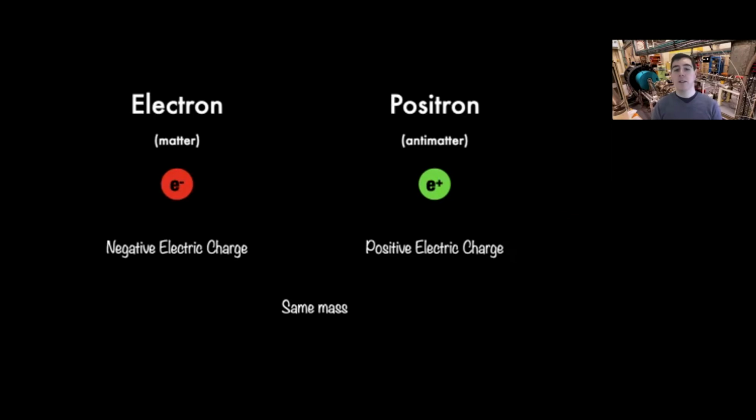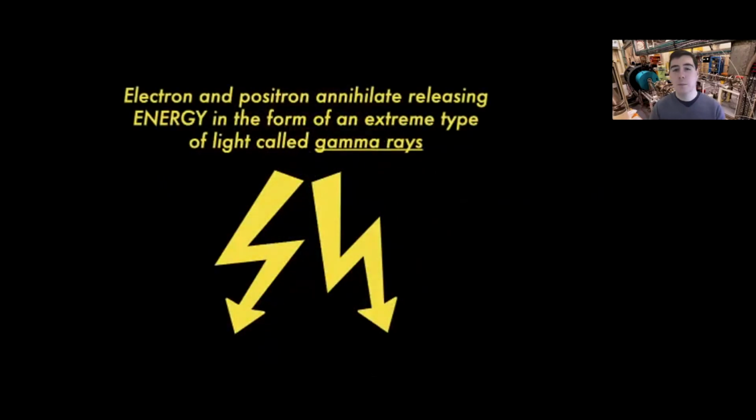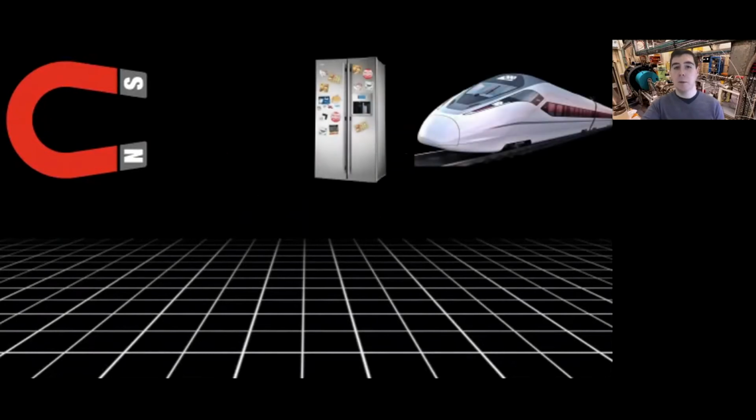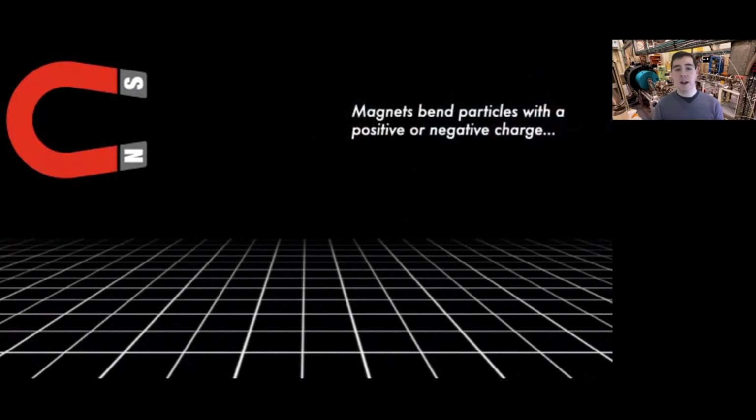If we bring the electron and positron together, they annihilate, releasing energy in the form of an extreme type of light called gamma rays. So to do experiments in the laboratory with antimatter, we must be able to control it. Magnets have many useful applications, and you'll probably be finding them on your fridge, and they also enable high-speed trains. In the laboratory, we use magnets to bend particles that have a positive or negative charge.